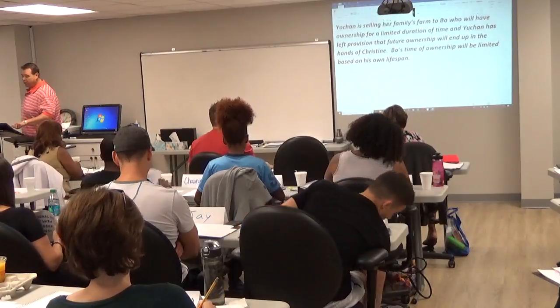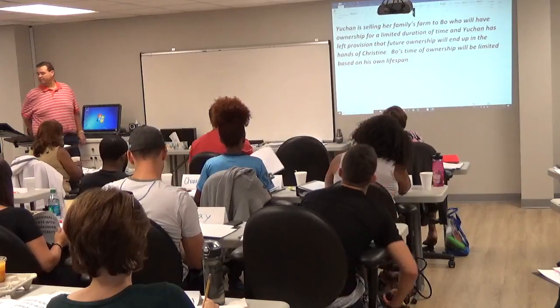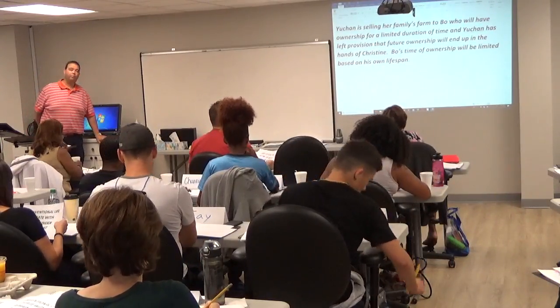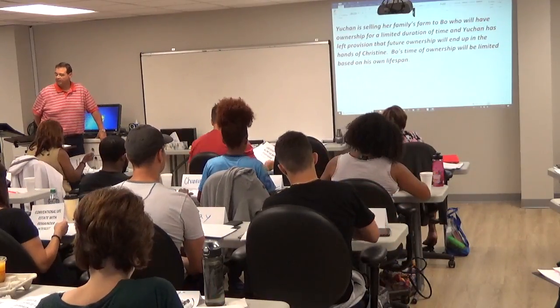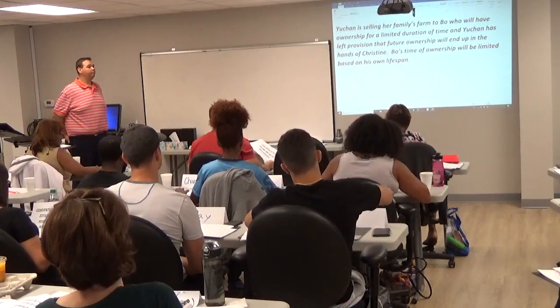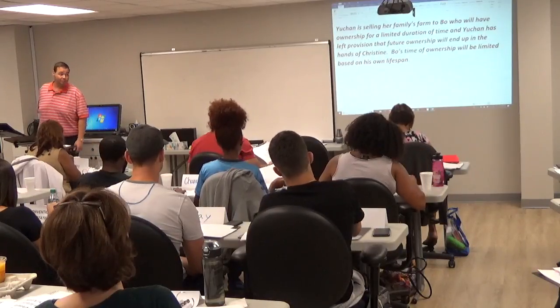Number two, Uchan is selling her family's farm to Bo, who will have ownership for a limited duration of time, and Uchan has left provision that future ownership will end up in the hands of Christine. Bo's time of ownership will be based on his own lifespan. Look at what you chose for number two and see if that makes sense still.